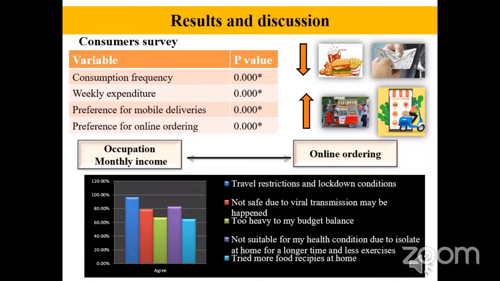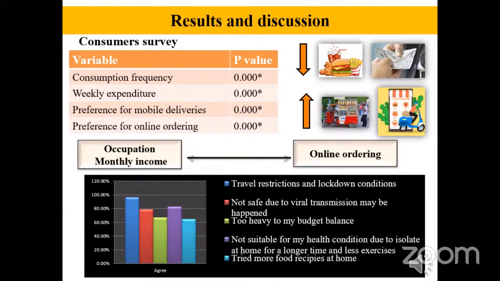The weekly expenditure on fast food also significantly decreased. Expenditure between 500 rupees and 1000 was reduced by nearly 40%, and expenditure between 1000 rupees and 3000 rupees was reduced by nearly 31%, and expenditure of less than 100 rupees increased by nearly 76%.